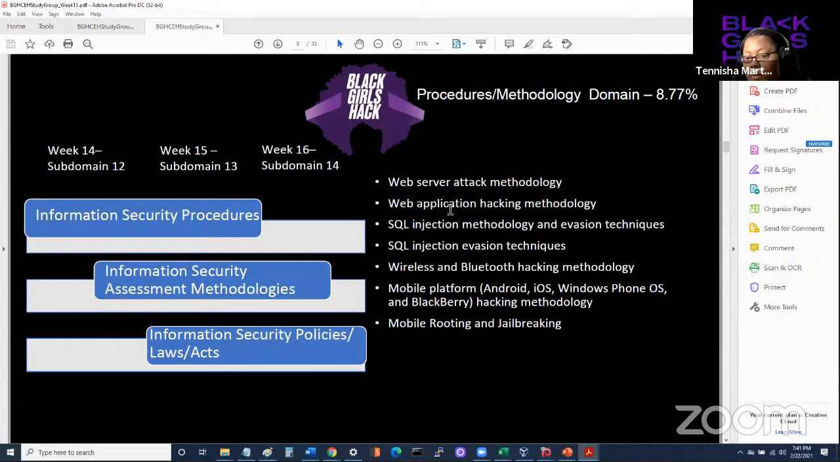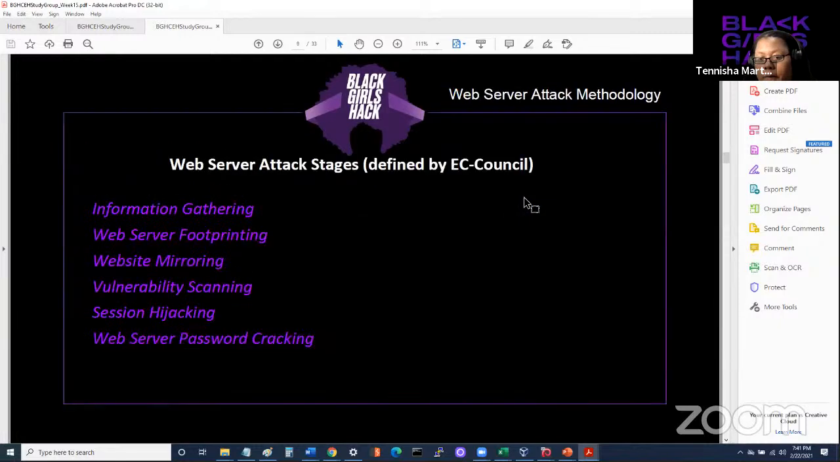So we're going to be talking about the web server attack methodology, web application hacking methodology, and SQL injection. Like I said, we're going to be seeing this in the labs. Then wireless and Bluetooth hacking methodology, mobile platform things, and then mobile rooting and jailbreaking.